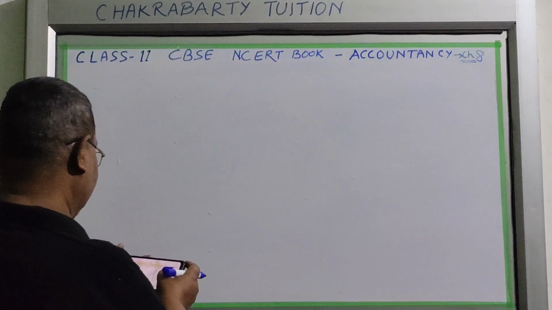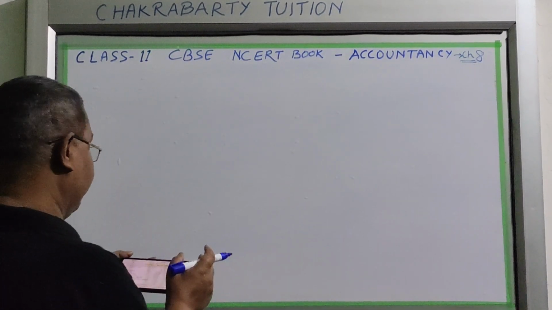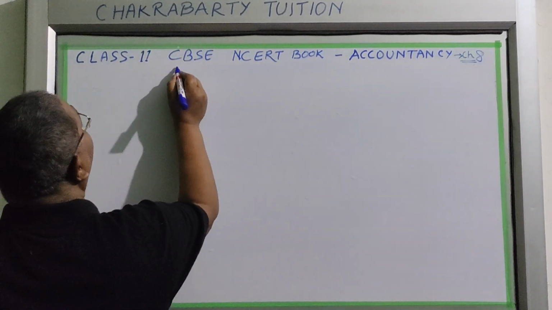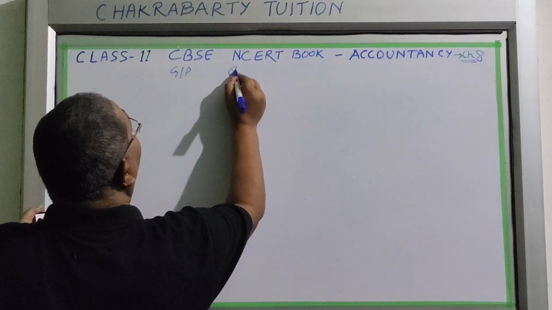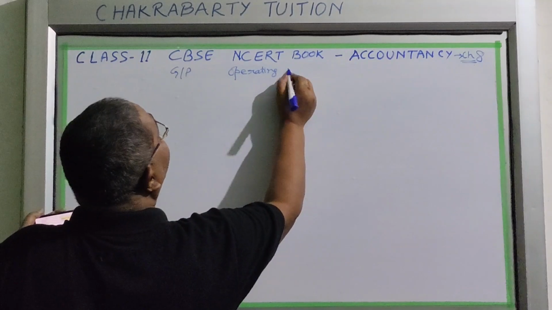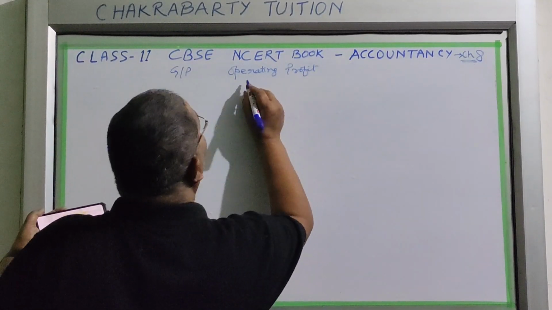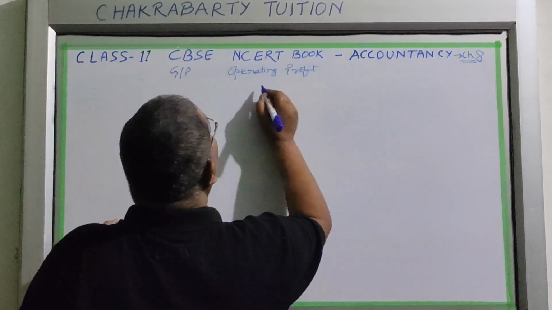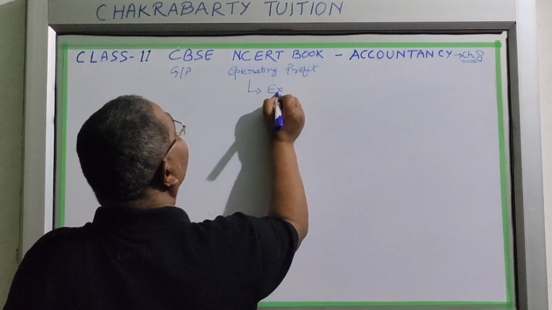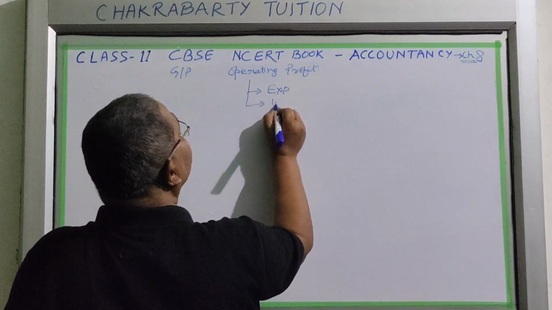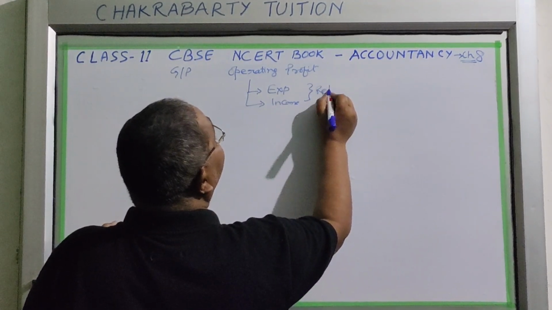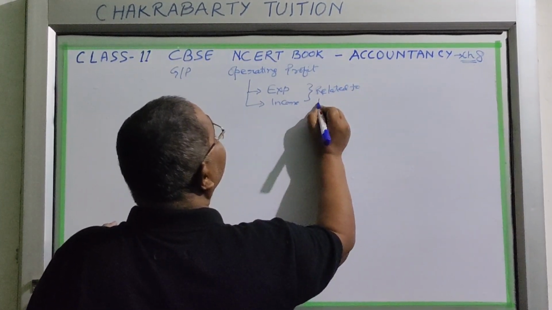Now question number 3. In the third question, they want gross profit and operating profit. Operating profit and non-operating profit. So operating profit means all expenses and all incomes related to business only.